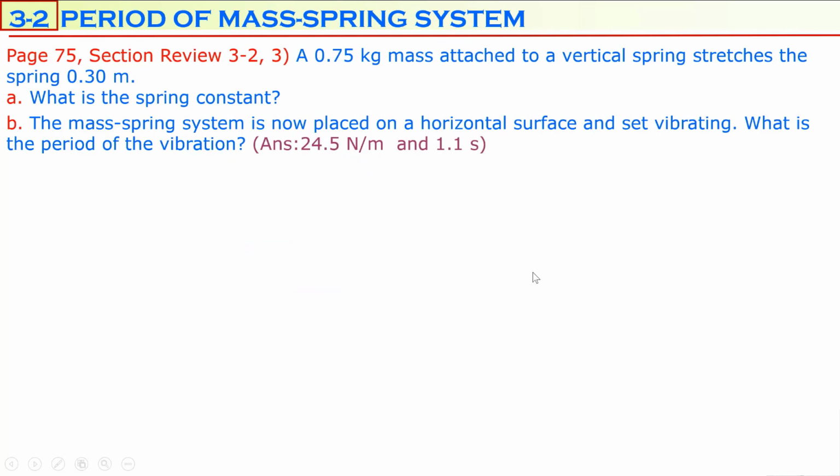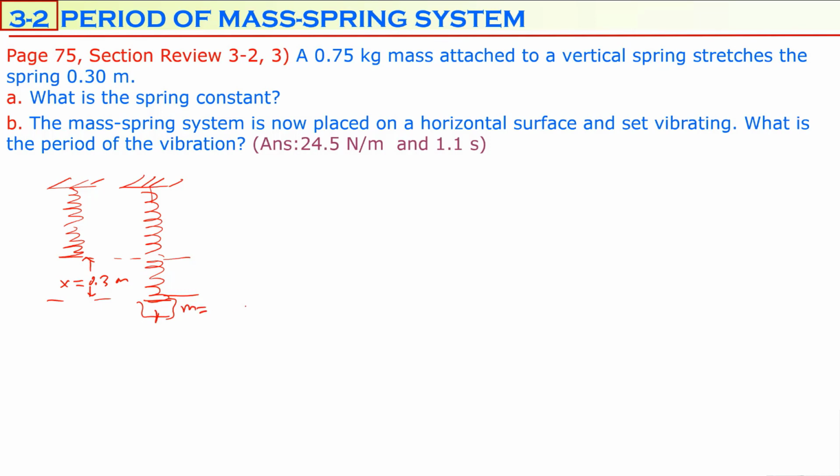Now let's solve some problems. One of the questions in this section: a 0.75 kilogram mass attached to a vertical spring stretches the spring by 0.3 meters. What is the spring constant? So this is the unstretched spring first. After that, you suspend an object from this spring. You will observe that the spring is stretched by a distance equal to 0.3 meters, and the mass of this suspended object is 0.75 kilogram.